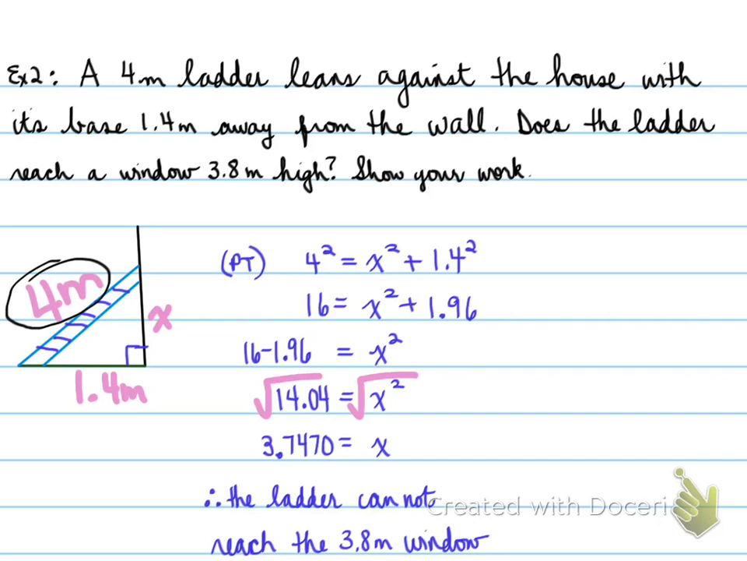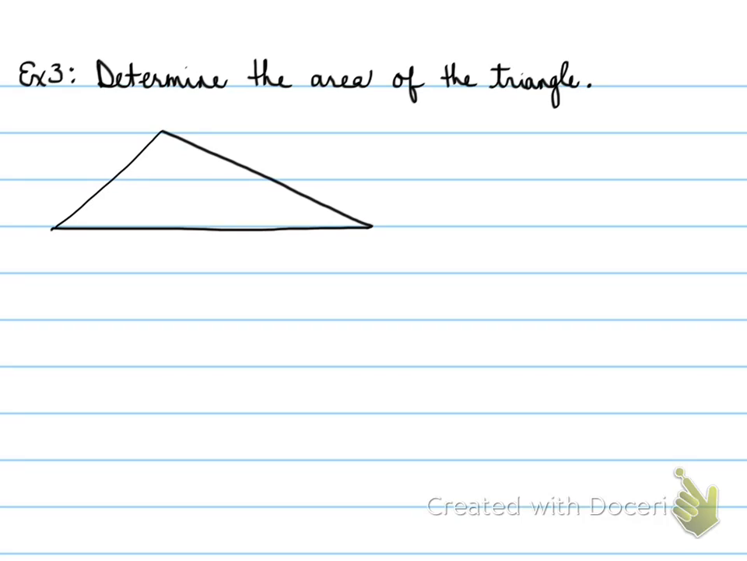Okay, one more example, folks. So here we go. Example 3. Determine the area of the triangle. So here we have the triangle, a right angle, 57 centimeters over here, 28 centimeters over here, and that's all you're given. So we need to determine the area of the triangle.